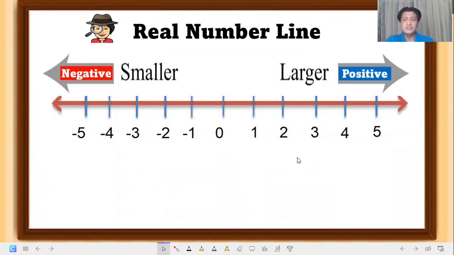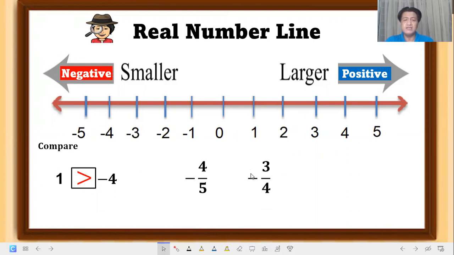Okay, with that, so we are going to compare first, no? We have this. Paano natin malalaman? 1 compared to negative 4. What I'm going to put, is it greater than or less than? That is greater than. Kung titignan mo yung 1 tsaka negative 4, automatic, pag positive, kina-compare mo sa negative, understood, positive is the greater. Okay, we have this negative 4 over 5 compared to negative 3 over 4.